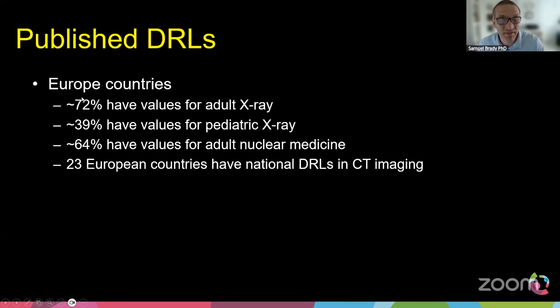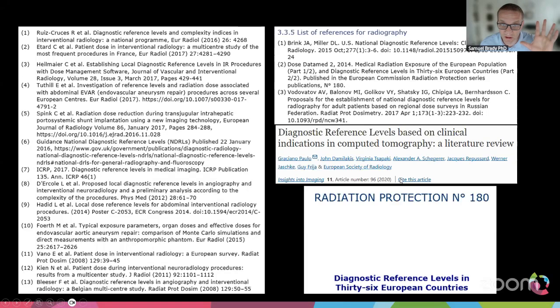In Europe, they have been using DRLs, as I've mentioned, for a very long time. In fact, about 72% of all the countries in the European Union have DRLs for adult X-ray, and only about 40-ish% have them for pediatric X-ray. 64% have them for adult nuclear medicine, and pretty much all of the countries, all 23 European Union countries, have DRLs set up for CT.